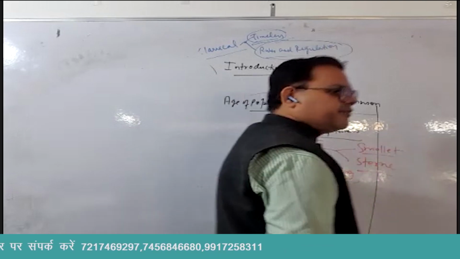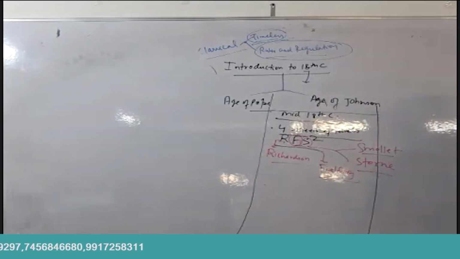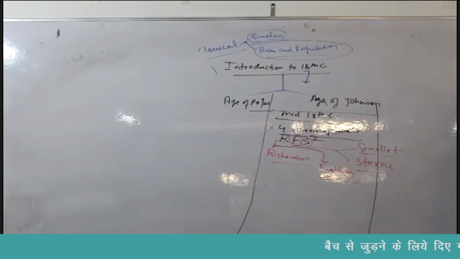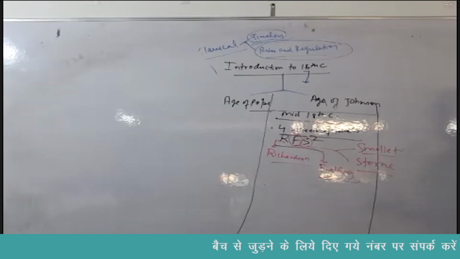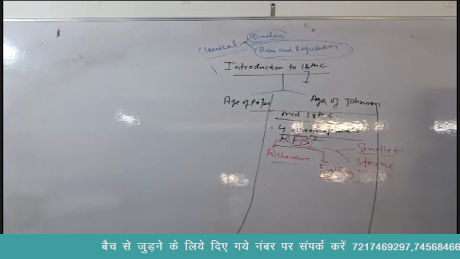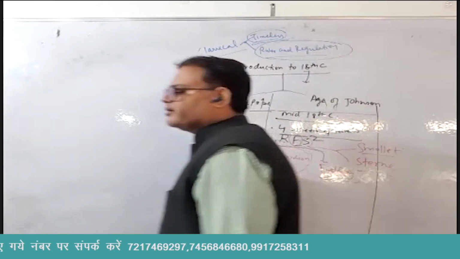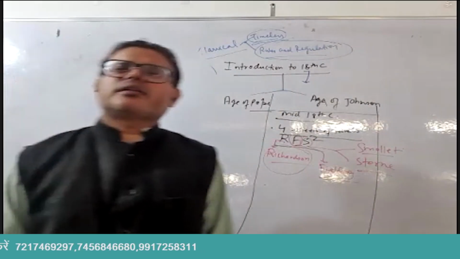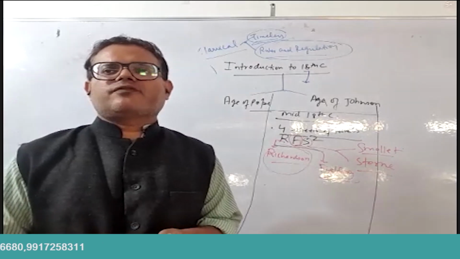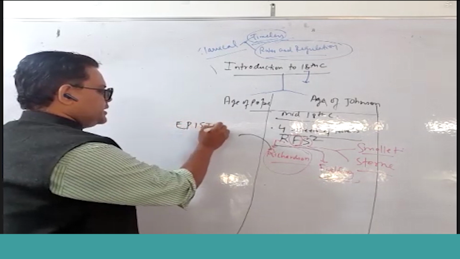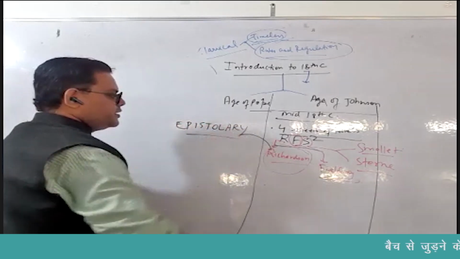So here are the big four. We call them the Fab Four, FAB, Fabulous Four: Richardson, Fielding, Smollett, and Sterne. These are called the Fabulous Four or quadrates of English novels. Now Richardson is known for bringing the epistolary novel. He is known as the father of the epistolary novel. Epistolary, I am writing here in capital, EPISTOLARY. The word is very, very important.